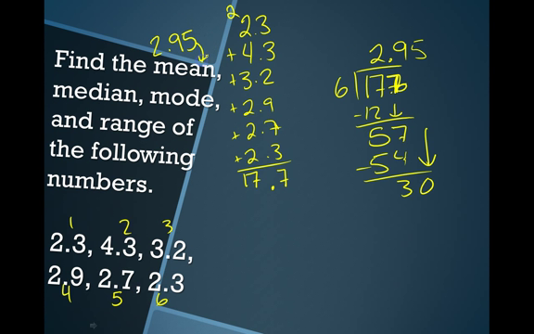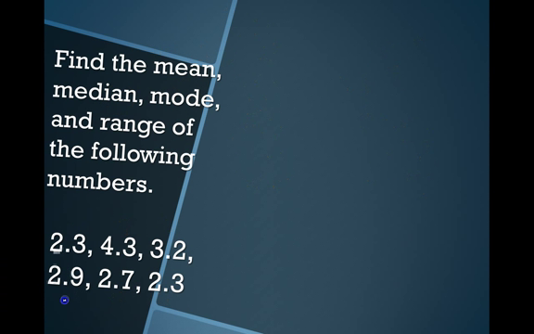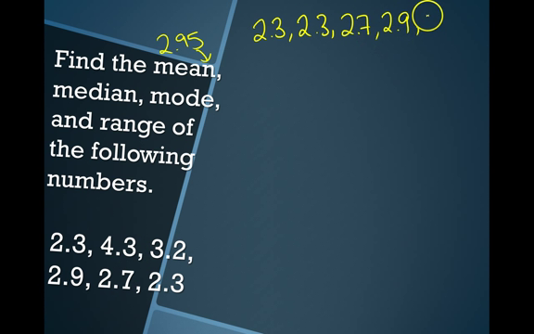2.95 is the mean. So what I'm going to do is erase all this, and then we're going to go over median, mode, and range. So 2.95 is my mean. Let's look at median. When we talk about median, mode, and range, it's actually easiest to list our numbers from least to greatest. So let's go ahead and do that. Our lowest number is 2.3, and we have that one twice. Then we have 2.7, 2.9, 3.2, and 4.3.